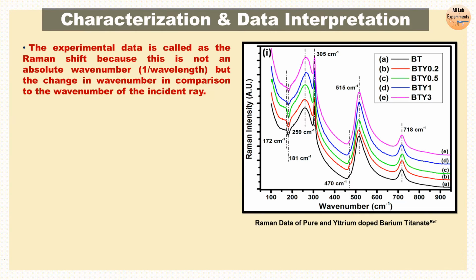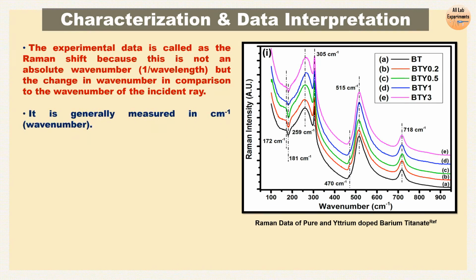For example, if you are using a green laser and you are incident that light on it, consider 514 nanometer. Then the scattered light may show you 515, 516, 517, 518 nanometers. So at different wave numbers, you may observe different intensities. And the change with respect to the incident light is called Raman shift, and we measure this in terms of wave number, centimeter inverse.